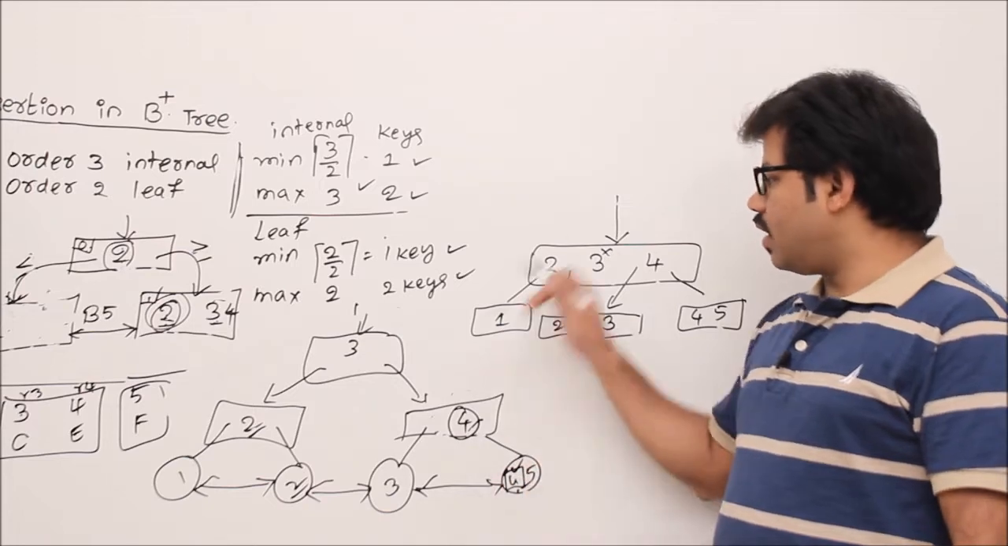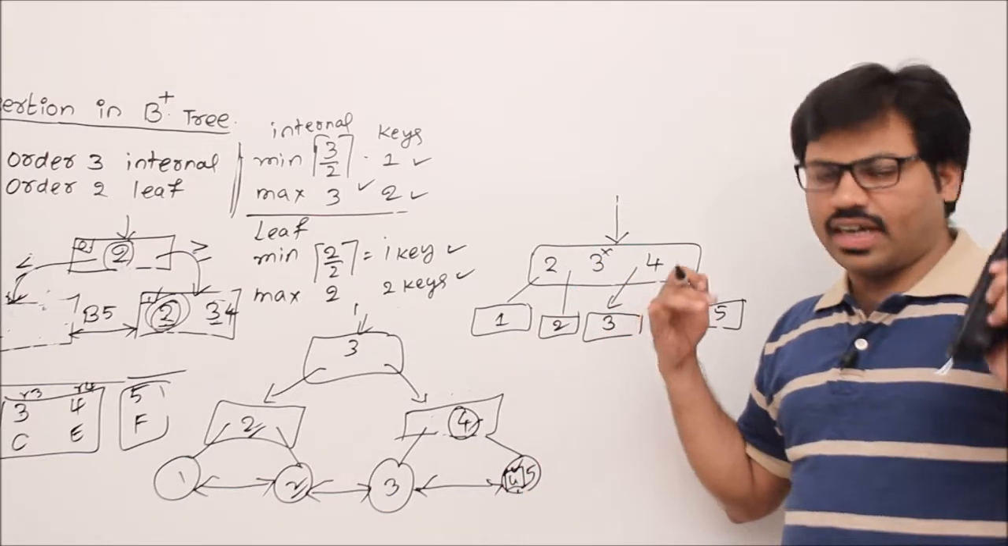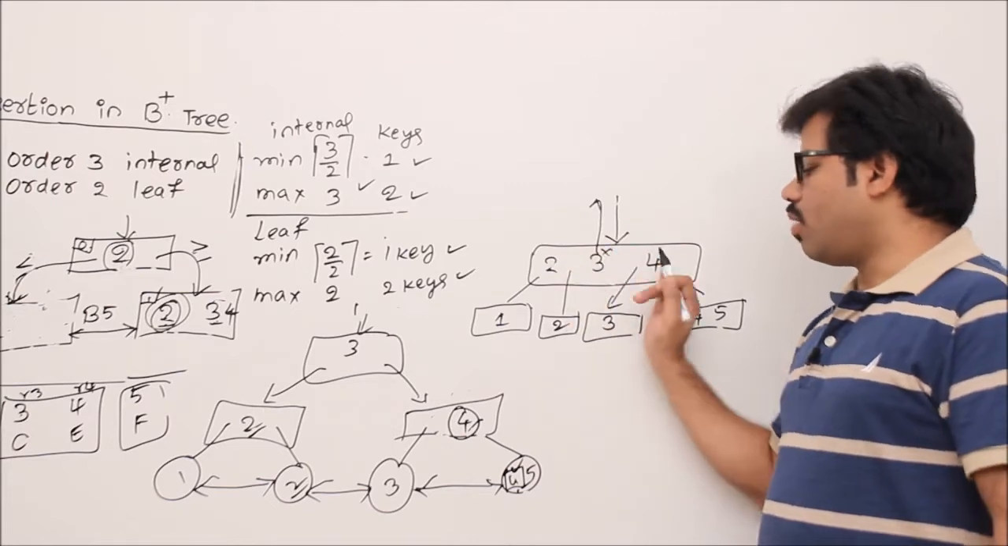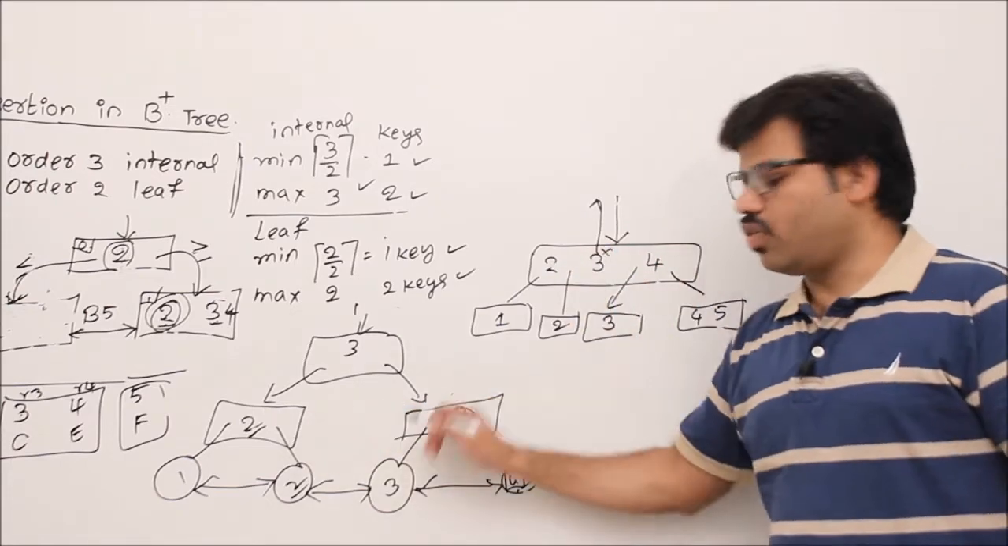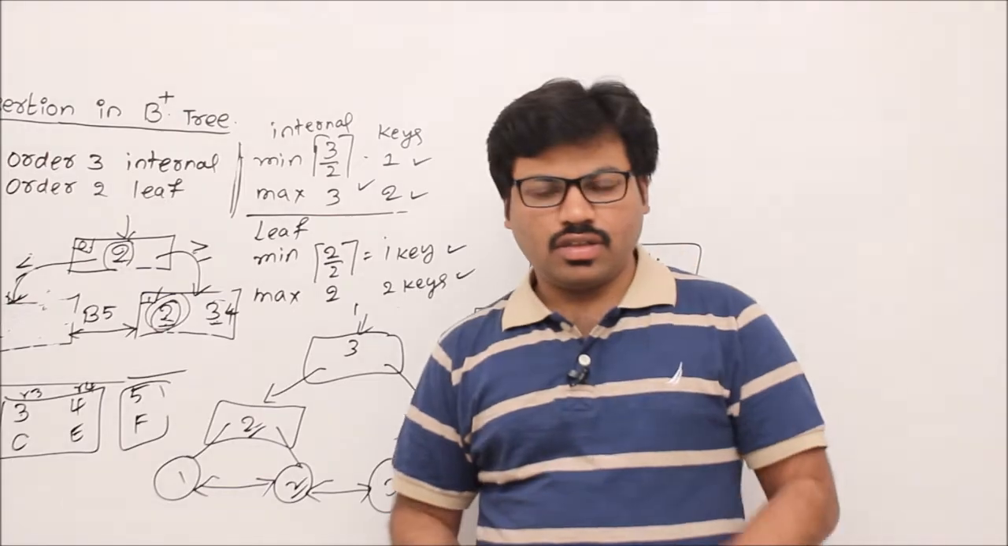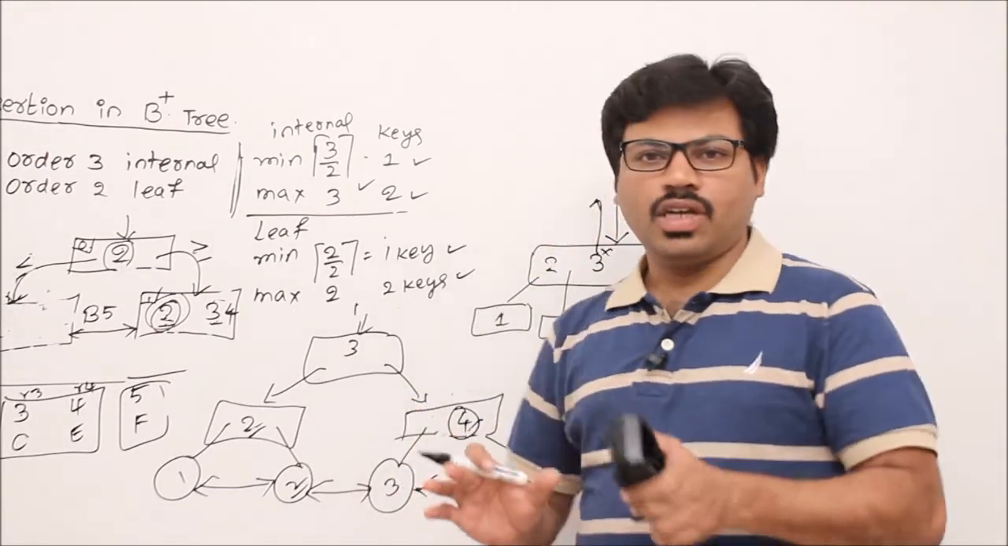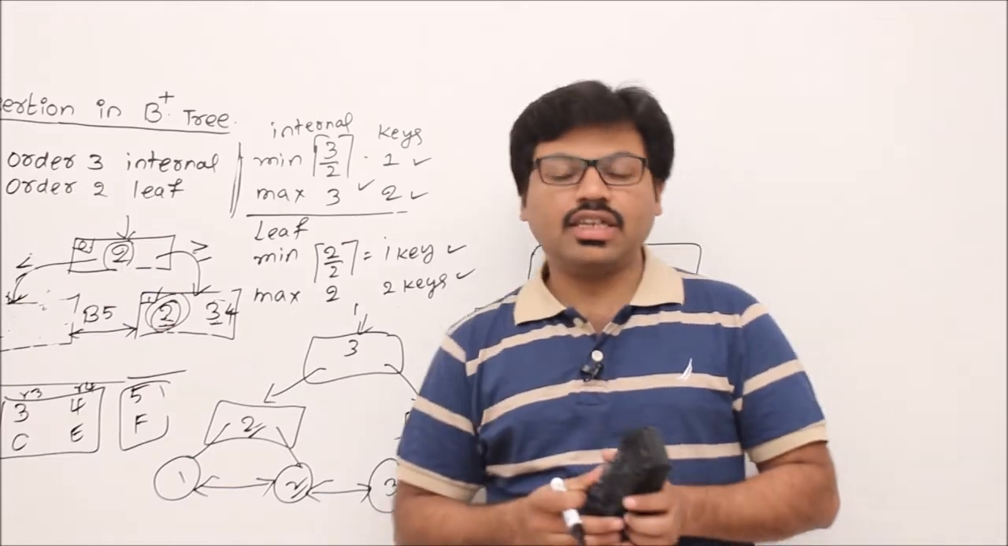And when you split the internal node, we don't have that kind of reasoning, so we simply send 3 up. That's why the split will be 2 comma 4. That is the major difference between splitting a leaf node and splitting an internal node. Otherwise everything is the same. Now we will see one more strategy, that is redistribution.